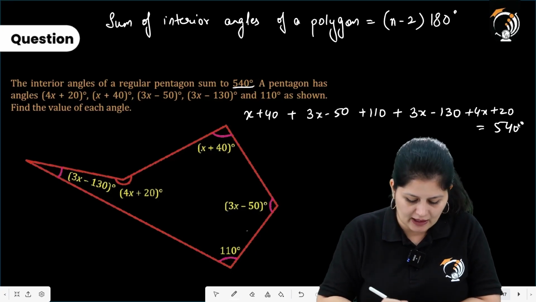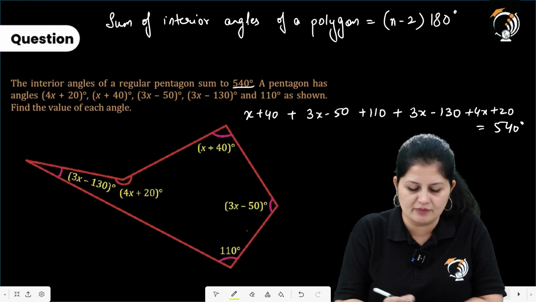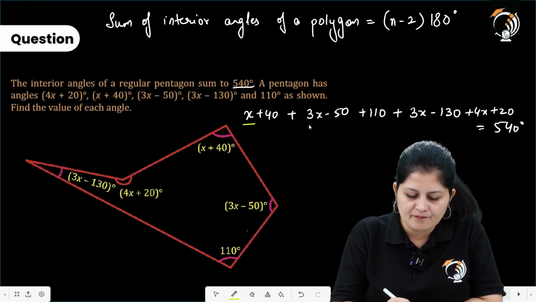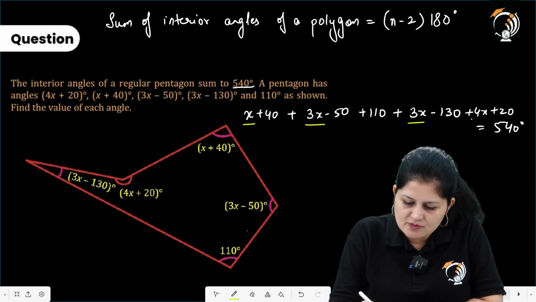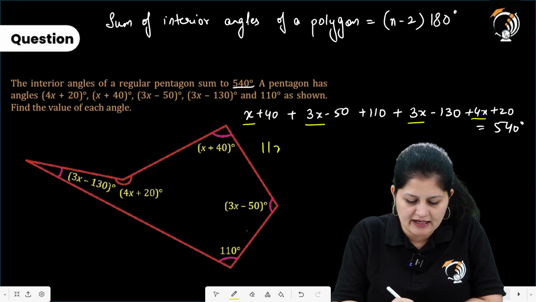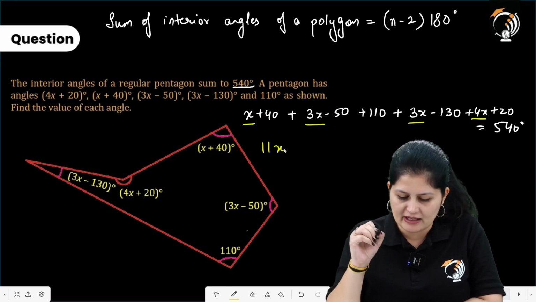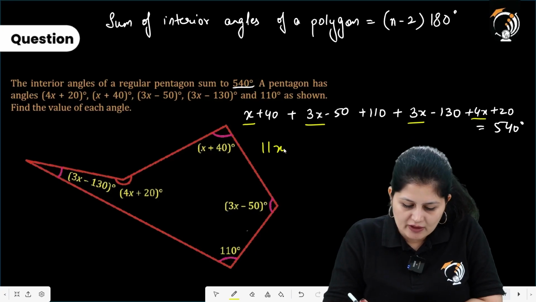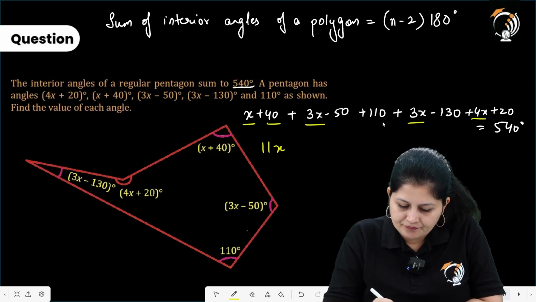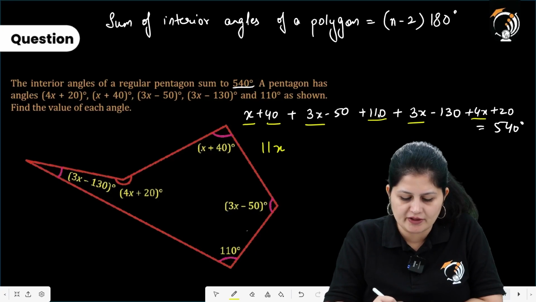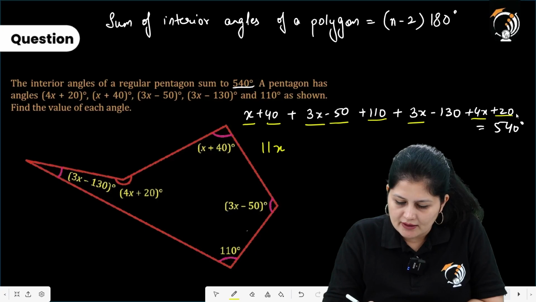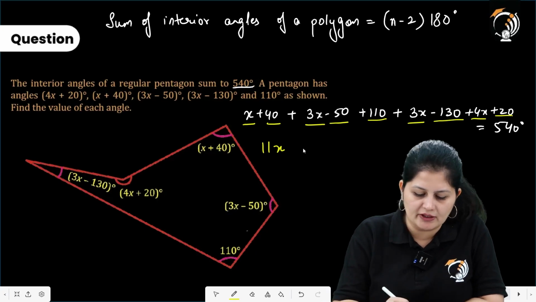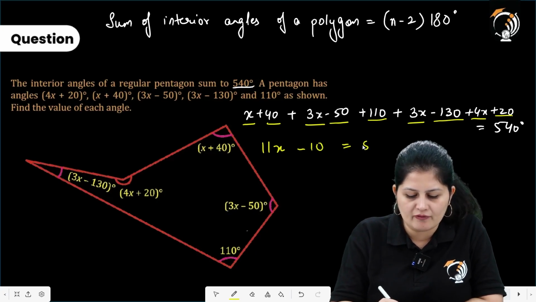Now let's club the terms with variables. x plus 3x plus 3x plus 4x is going to be equal to 11x, right? Further, let's solve the constants here. So what are we getting? 40 plus 110 is 150, minus 50 is 100 degrees, 100 plus 20 is 120, minus 130 is minus 10, equal to 540.